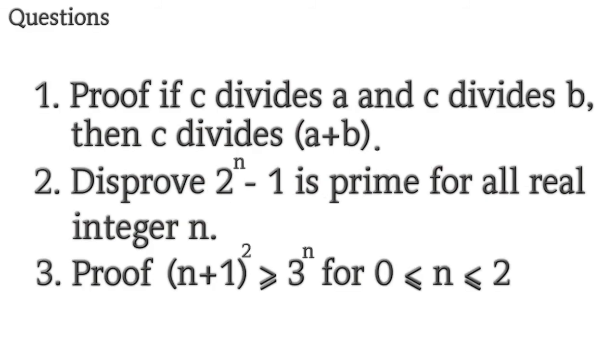So it's time for you to attempt these questions. Question 1: prove that if C divides A and C divides B at the same time, then C divides A plus B. Question 2: disprove that 2 to the power n minus 1 is prime for all integers n. Question 3: prove that (n plus 1) all squared is always greater than or equal to 3 to the power n for n between 0 and 2 inclusive.